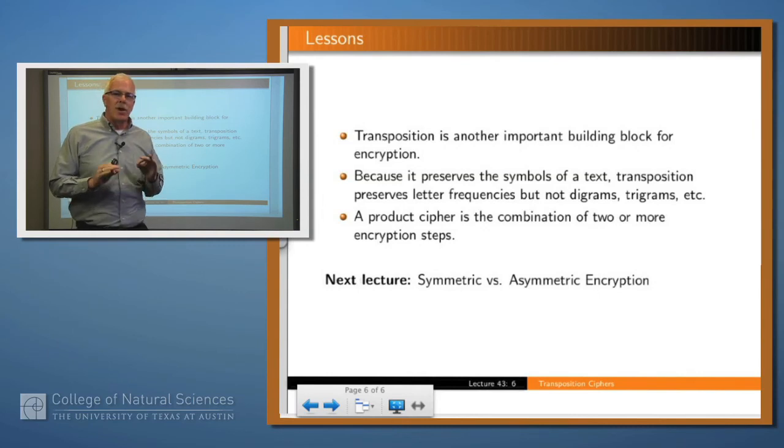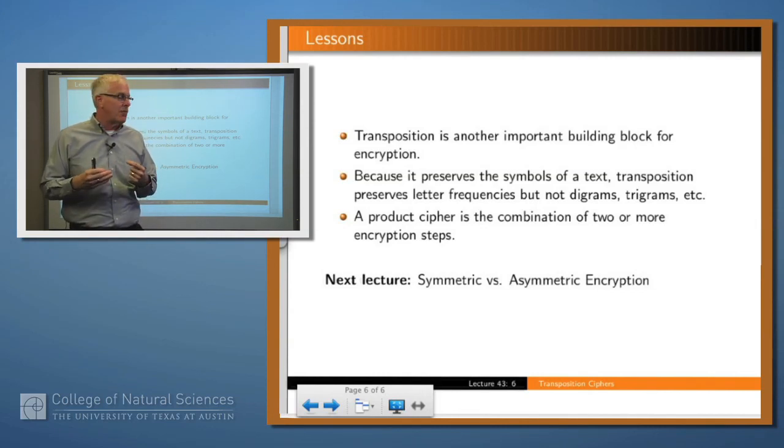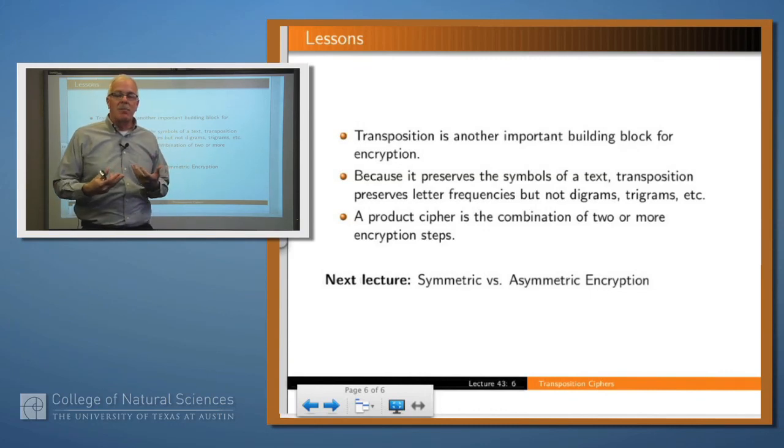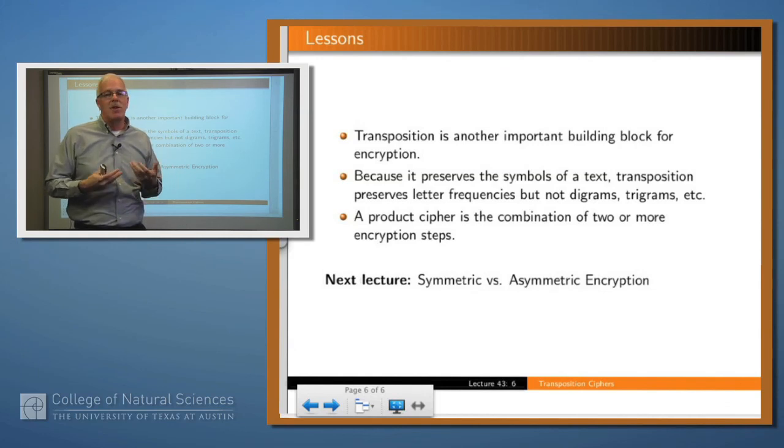Okay, so transposition is another important building block in modern ciphers and in ciphers in general. And because it preserves the symbols that are in the text, you can look at a transposition and do some kind of letter frequency analysis on it and verify for yourself that it probably is a transposition cipher that was being used. If you take a number of ciphers and combine them, cascade them, then what you have is called a product cipher or a cascade cipher. And that may be a good thing to do, but it may actually make things worse rather than better.